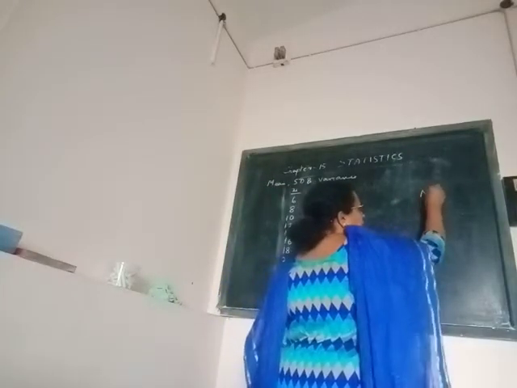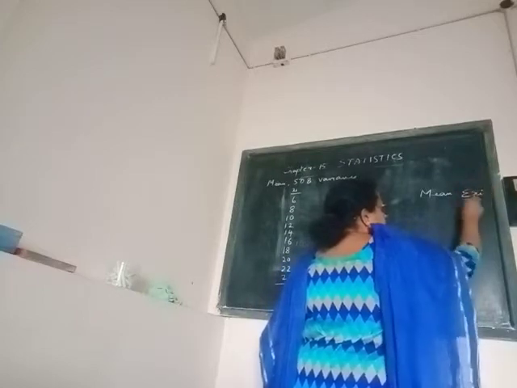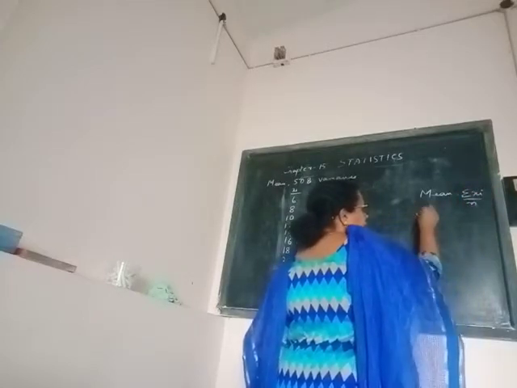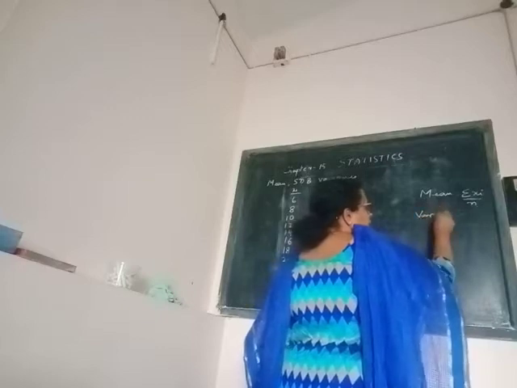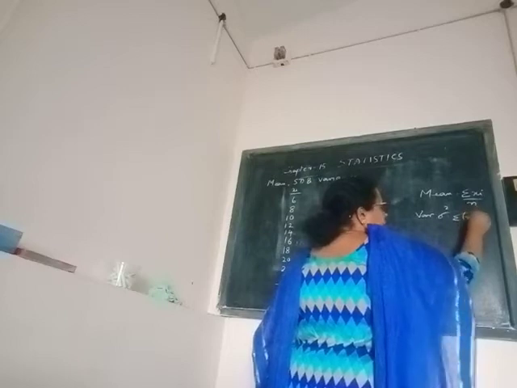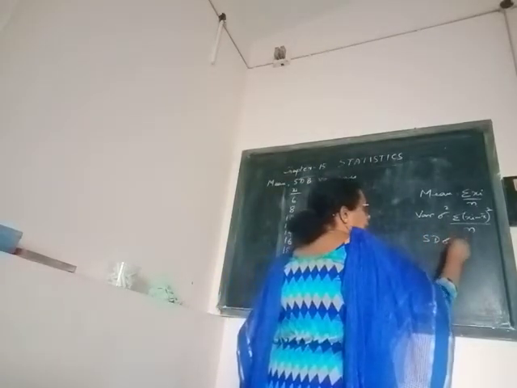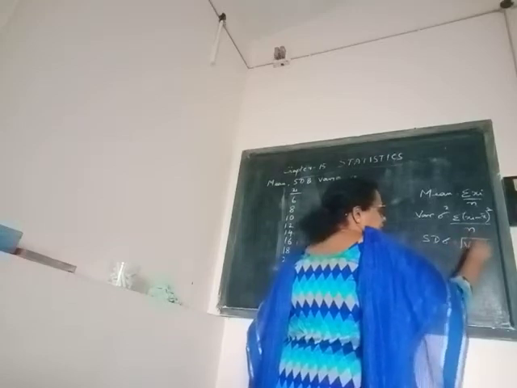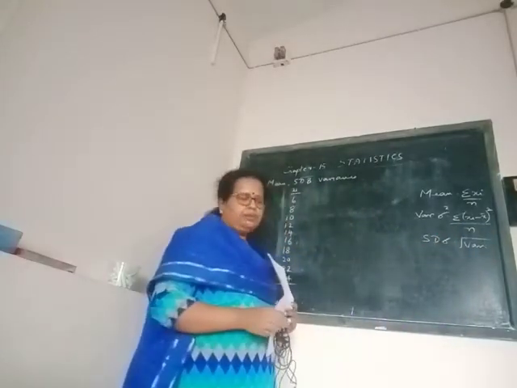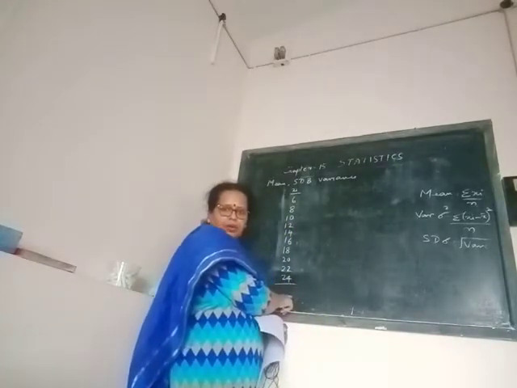We have to find the mean. What is mean? Sigma xi by n. What is variance? Variance, or sigma squared, is sigma of (xi minus x bar) whole squared, divided by n. And standard deviation, sigma, is the root of variance. These formulas we should remember. Now, sigma xi we will get when we find the sum of this column.